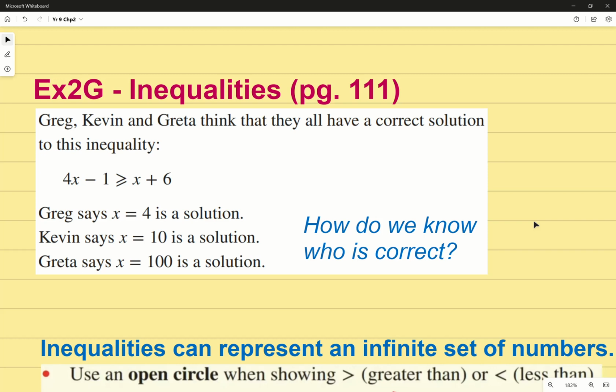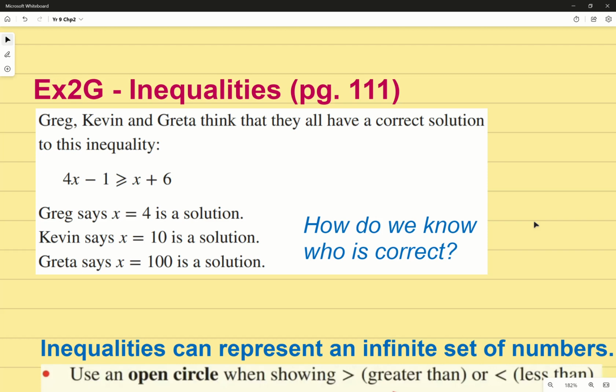This is our introduction to exercise 2G on inequalities on page 111. So for this exercise, as I mentioned earlier, it's optional. It will come up in assessment, but as a bonus. Otherwise, you're welcome to work on your other exercises.